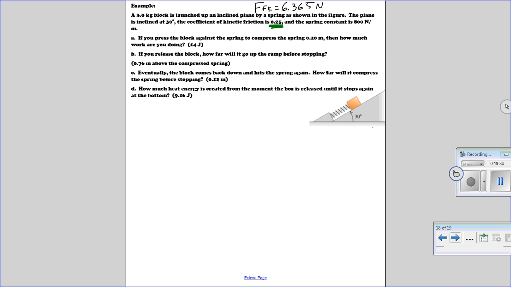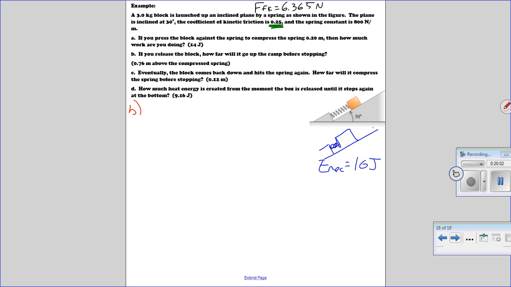All right, so part B. What we figured out in solving that was that at the point when the spring is compressed to its maximum, we know that our mechanical energy here is 16 joules. Now, B says if you release the block, how far will it go up the ramp before stopping? All right, so this is the deal.